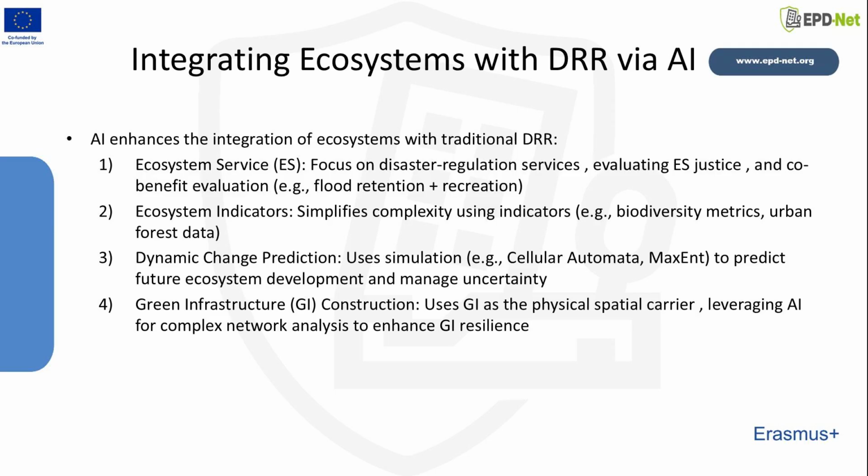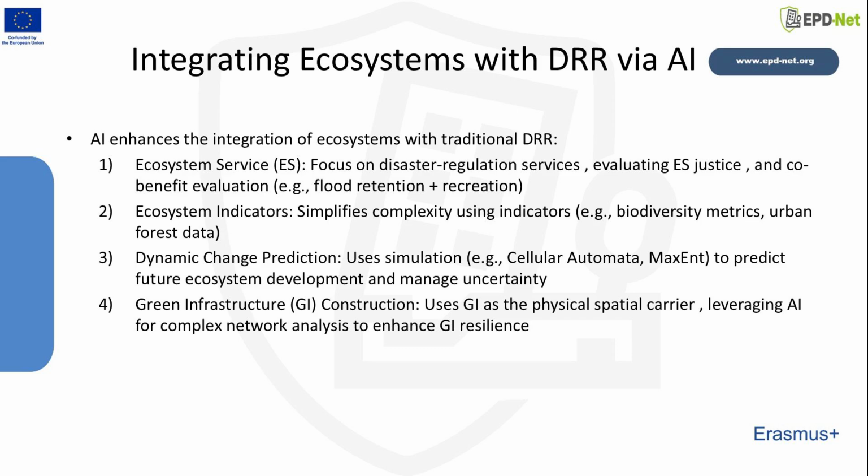We have identified 4 key approaches driven by AI technology. Firstly, through ecosystem services (ES). The primary focus here is the disaster regulation service provided by ecosystems. AI helps in evaluating ES justice and performing comprehensive co-benefit evaluation. For example, assessing the combined advantages of a restored floodplain that offers both flood retention and recreation opportunities.